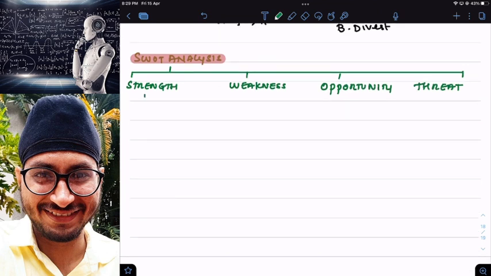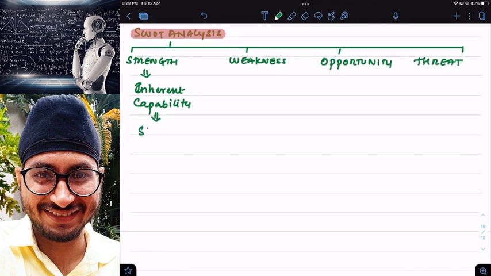Sir, strength means what? Strength is nothing but an inherent capability. I have a capability which no one else has, which is very rare, because of which I'm getting a strategic advantage over others. I repeat, what is a strength? Strength is an inherent capability which provides advantage over other companies in the market.